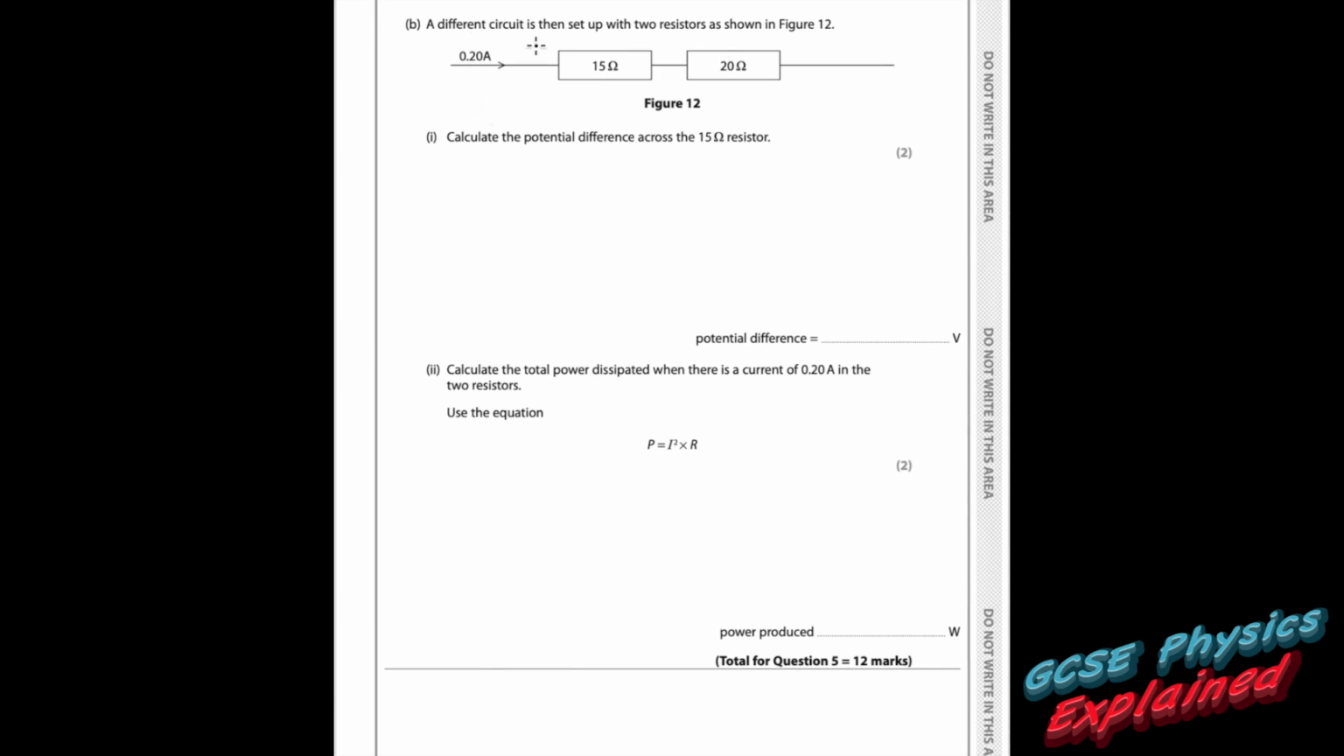Part B. A different circuit is then set up with 2 resistors as shown in figure 12. Right, so they're in series now. Calculate the potential difference, so the voltage across the 15 ohm resistor. So V equals I times by R. We just want that of the 15, so we just need to know how much current is going through the 15 ohm. And what is the resistance of the 15 ohm? That's just 15 then, isn't it? And that equals 3 volts.